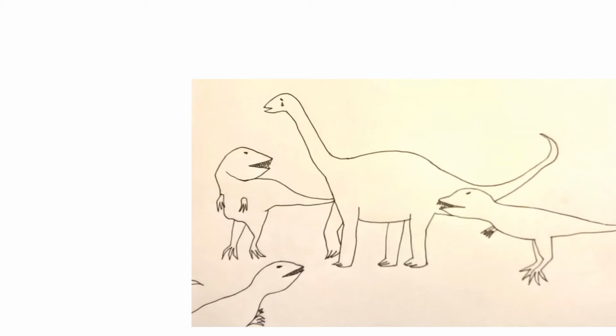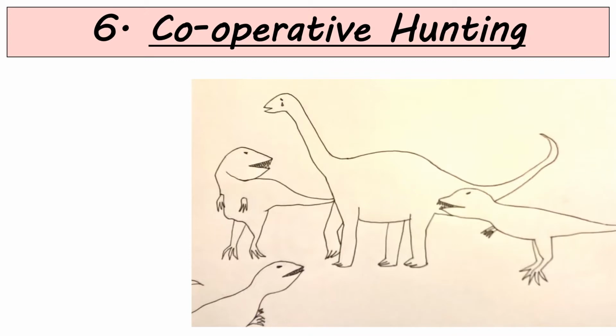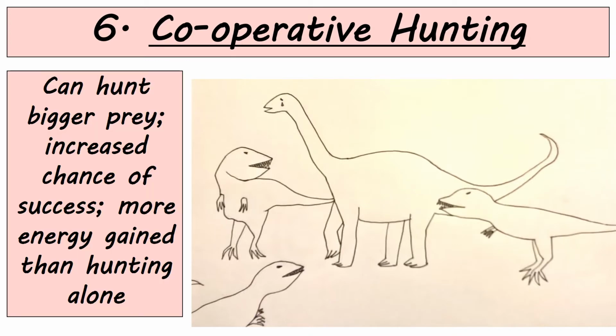And number 6, the last one, we have some sort of large dinosaur plant eater. There's a wee tear coming from its eye, and it's being hunted by these things. So this is cooperative hunting. And the benefits of that, you can hunt bigger prey, you've got an increased chance of success, and there's more energy gained than hunting alone.